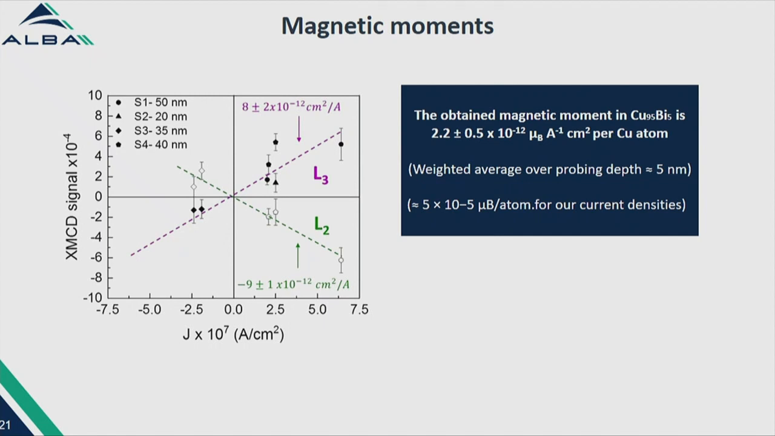The obtained induced magnetic moment is this one, 2.2 times 10^-12 per copper atom, which is of the same order of magnitude as the one measured for platinum, which is, let's say, the standard spin Hall material.